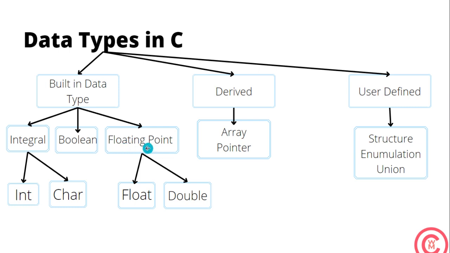And floating point is divided into float and double. So float is the data type which is used to represent floating point numbers. It has 6 decimal digits of precision.